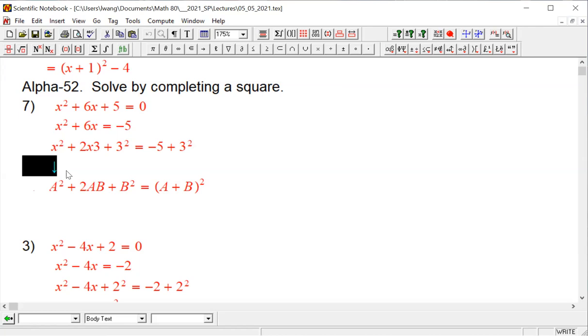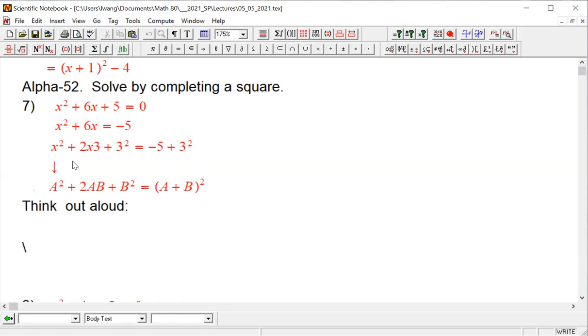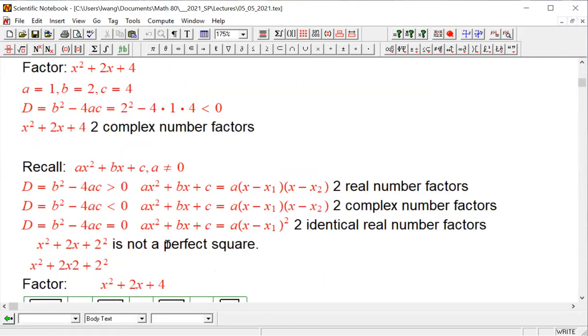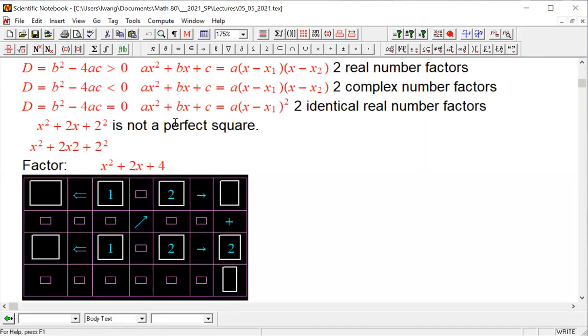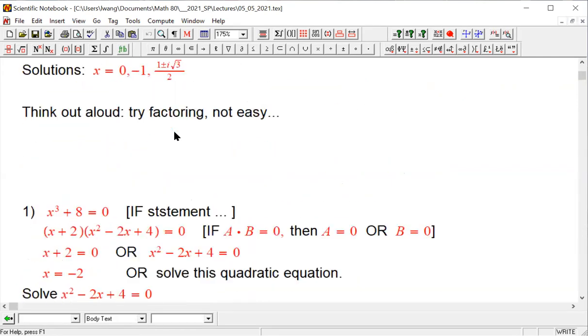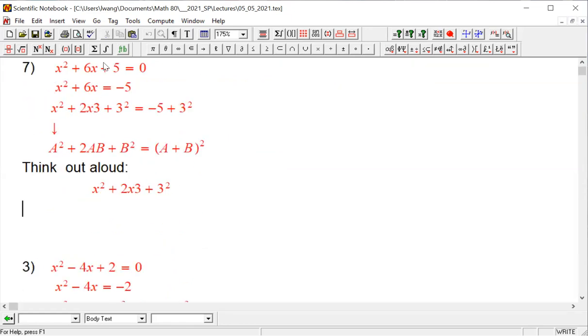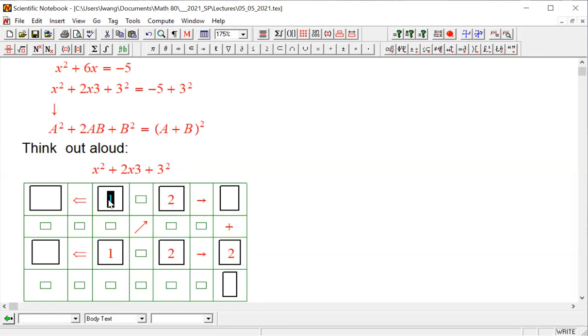Okay. So think out loud. Get a piece of scratch paper. You have this, we have that, and we're going to factor. So where's my boxes? Where's that game board? There. So I brought my game board here. Okay, so I'm going to try to see if the factoring will work out.